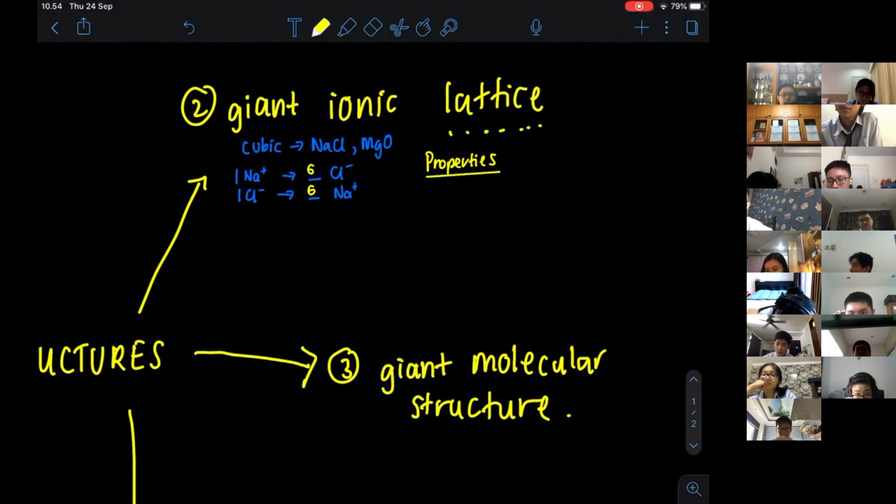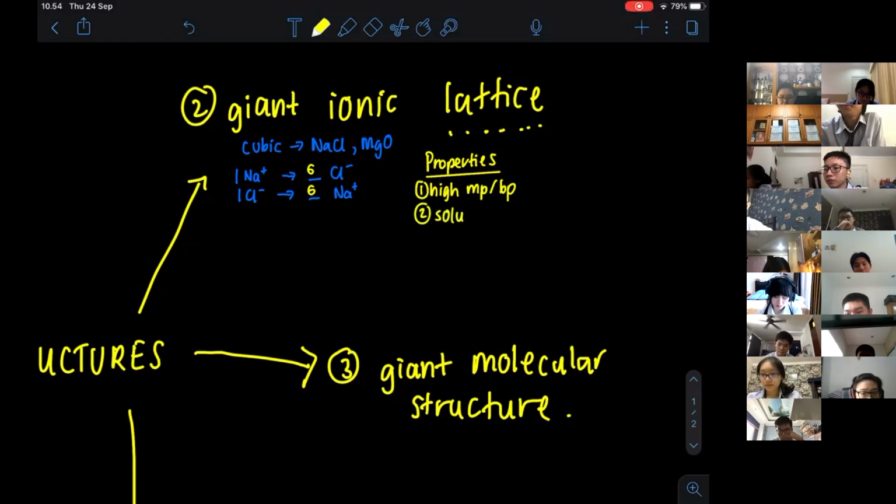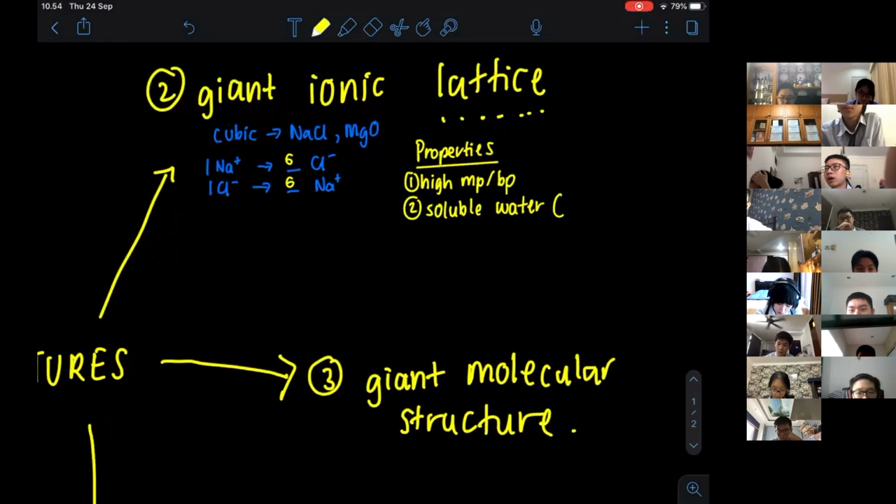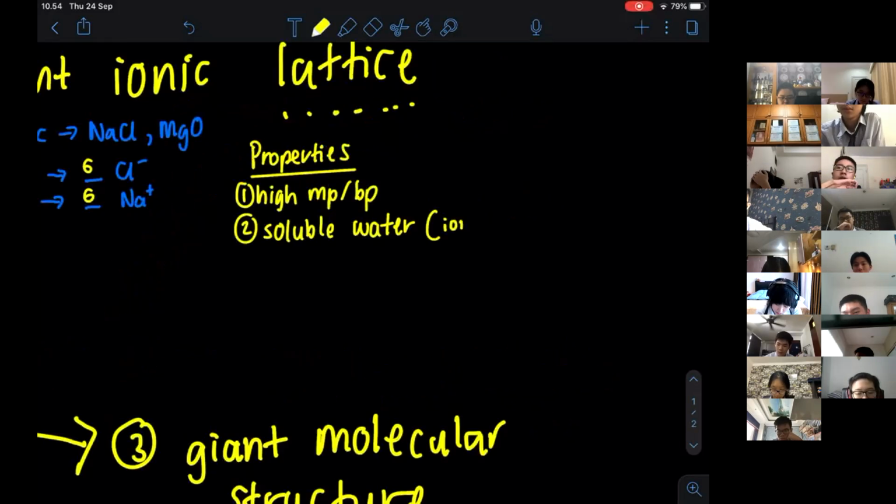High melting point and boiling point. Okay, good. Soluble in water, because they can actually form what bond? The ionic one? No, with the ion dipole bond. Yes, they will form ion dipole bond.